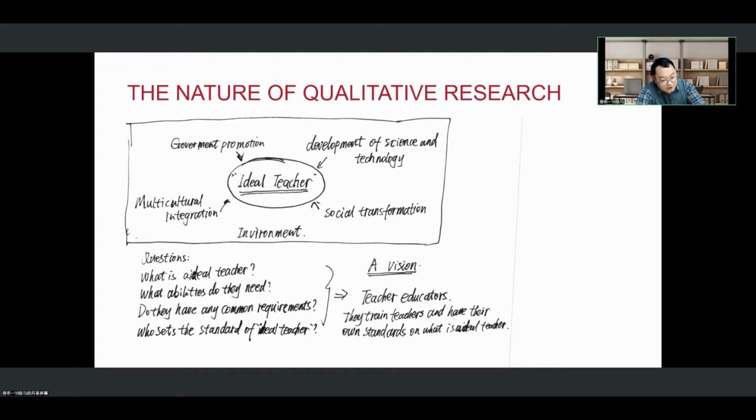The group is teacher educators. They train teachers and have their own standards on what is the ideal teacher. The next.